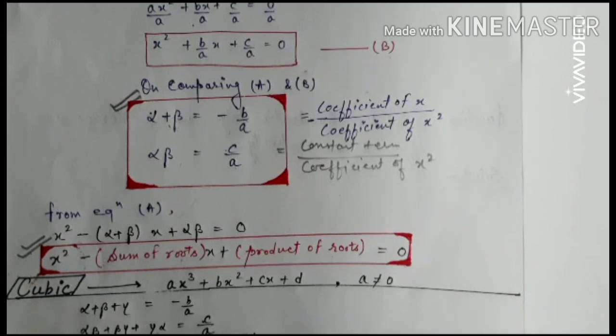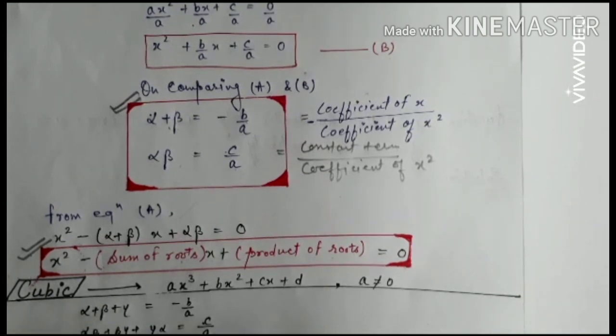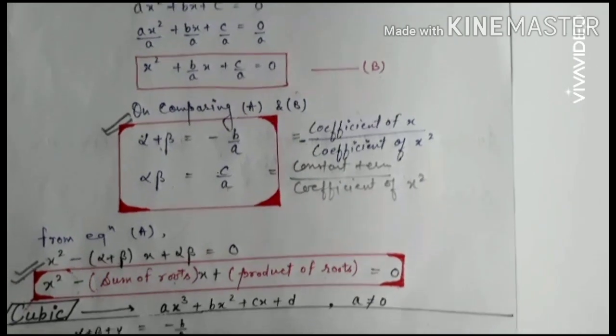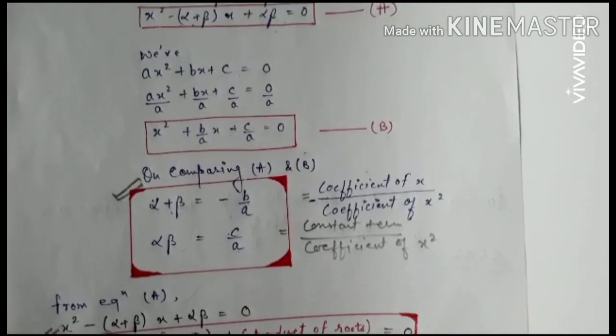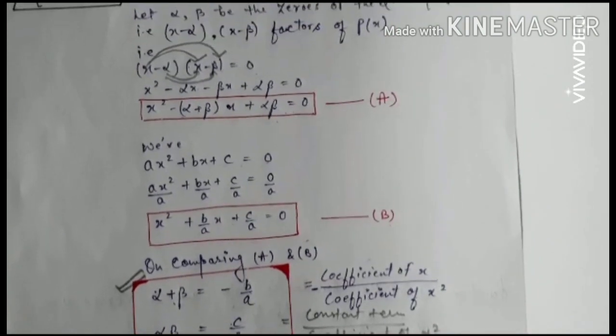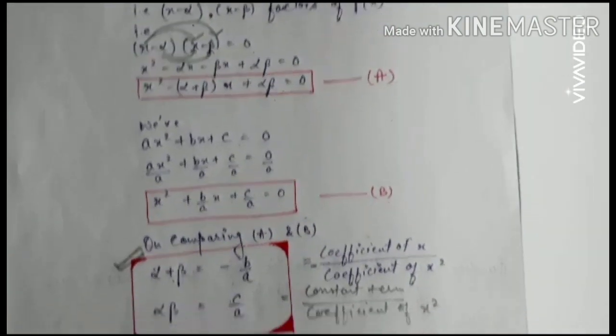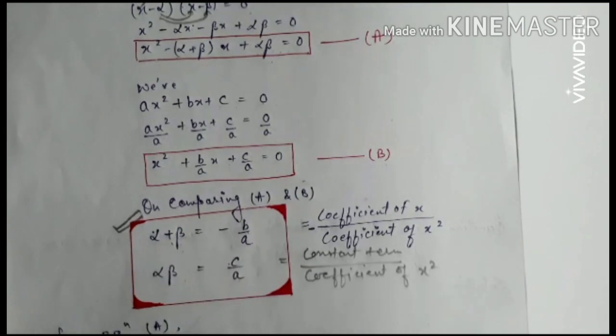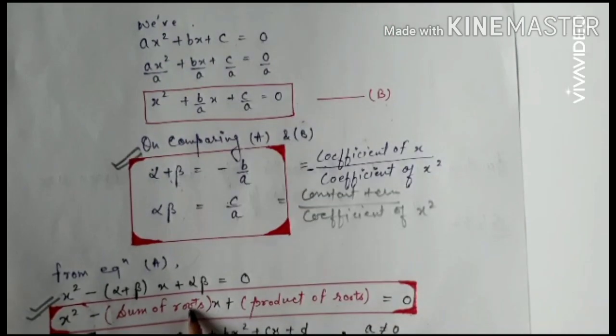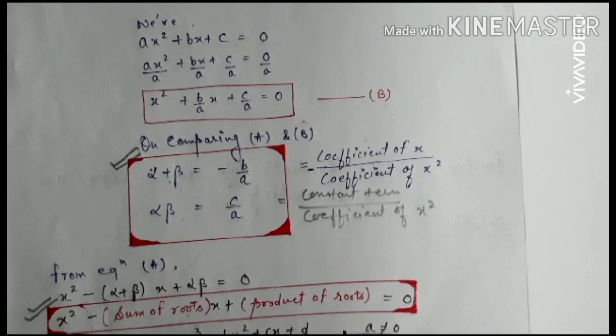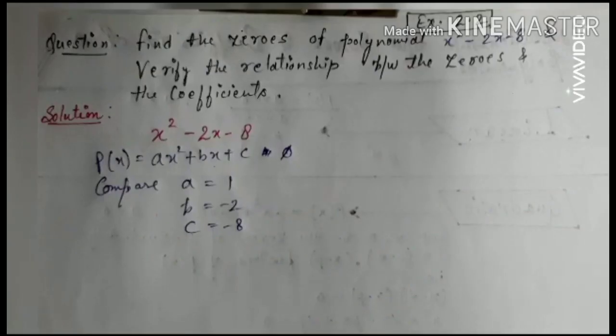So this is the relationship between zeros and coefficients of a polynomial. We have studied it for the linear, quadratic and cubic equations. You have to keep in mind the main results. With the help of this we are going to start Exercise 2.2. First question: find the zeros of the polynomial x square minus 2x minus 8 and verify the relationship between the zeros and the coefficients.